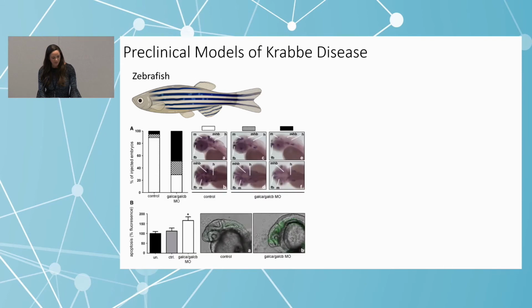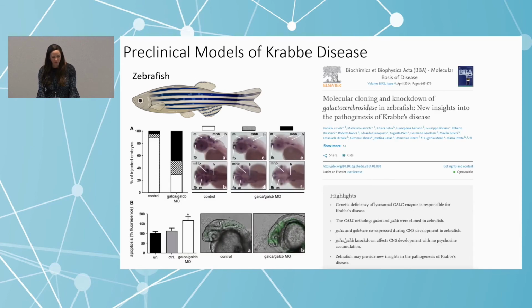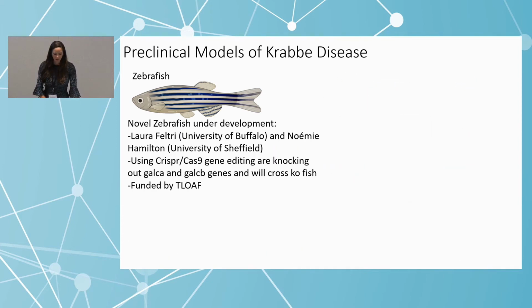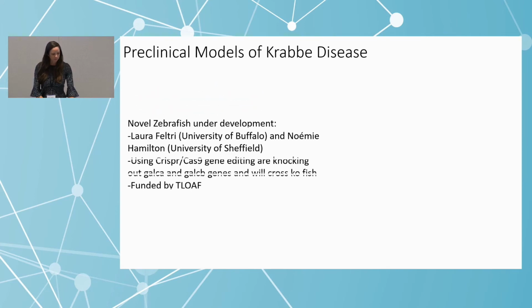We also have a zebrafish model, and this was developed by Marco Presta's group in 2014. There are 2 genes in the zebrafish, GALC-A and GALC-B, so they used the Morpholino technology available at the time and knocked out those genes and crossed them. This was a more mild model that had no psychosine accumulation. And so right now, Laura Feltry, one of our Krabbe working group members, shared that they're working on using CRISPR gene editing to make a pure knockout of these 2 genes and crossing those fish to study mechanisms in the zebrafish, and this is funded by the Legacy of Angels Foundation.